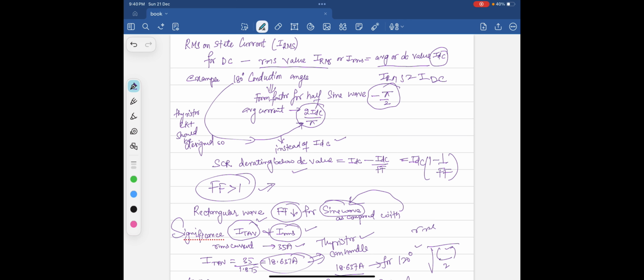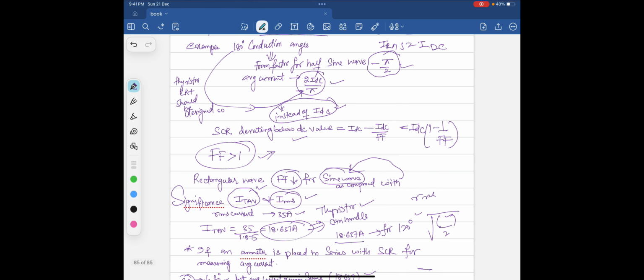Now the RMS on-state current. We know what an RMS value is: first we take the square, then we take its mean, then its root. For a DC value, the RMS value and the average value are approximately the same. If we take a conduction angle of 180 degrees, the form factor for a half wave sine wave is pi by 2. But we have taken it for the average value. We always consider the average value, because the thyristor circuit should be designed so that it can take the average current. Average current is 2 IDC upon pi instead of IDC.